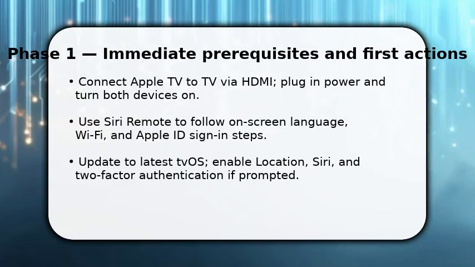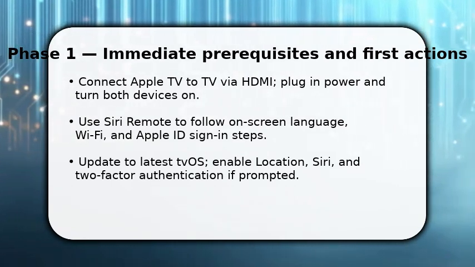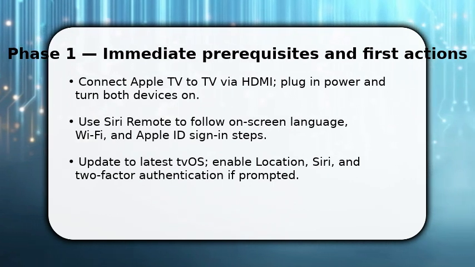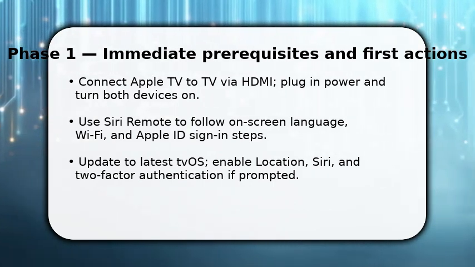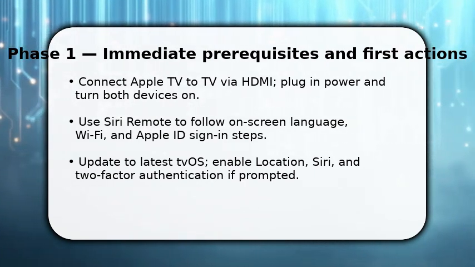You start by connecting the Apple TV to an HDMI port and powering both devices. Pick a stable Wi-Fi network next. Sign in with your Apple ID so purchases, subscriptions, and home data sync. Enable two-factor for secure access.